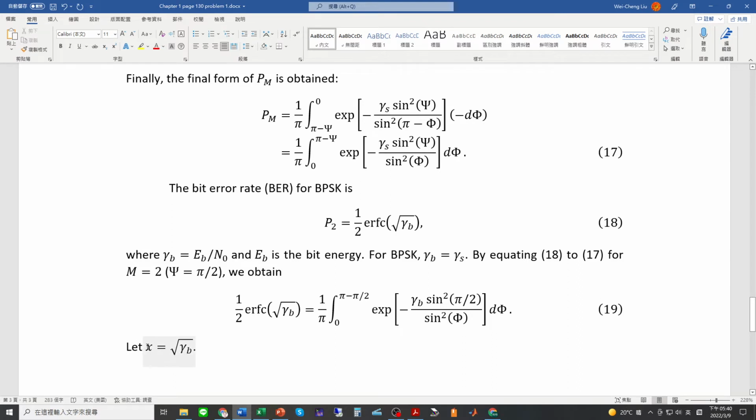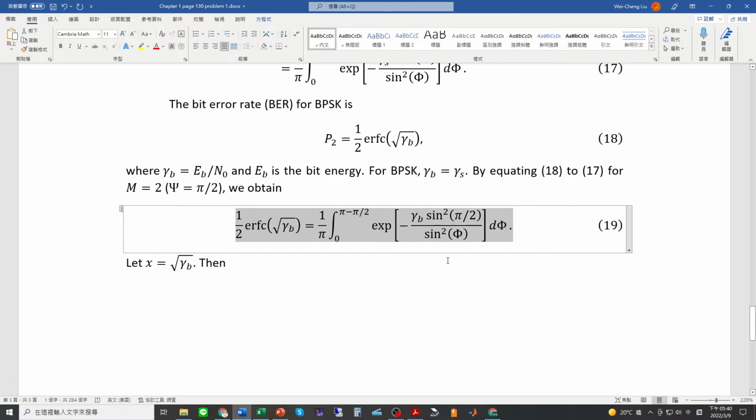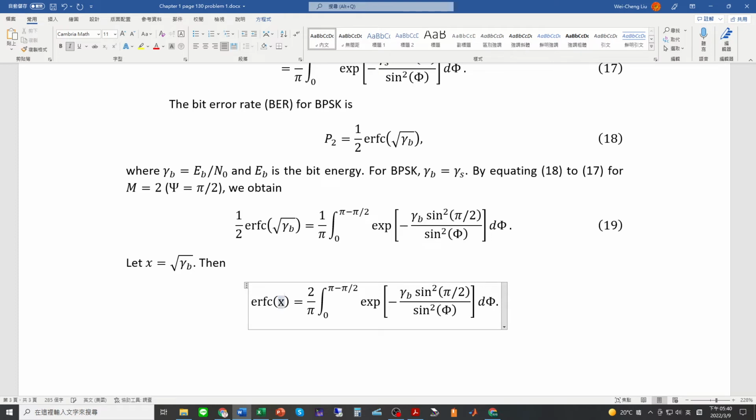Okay, now let x be equal to the square root of gamma b. Then first we can move this 1/2 to the right hand side of the equality. So this becomes 2, and this can be deleted. And gamma b is equal to x. Okay, like this.